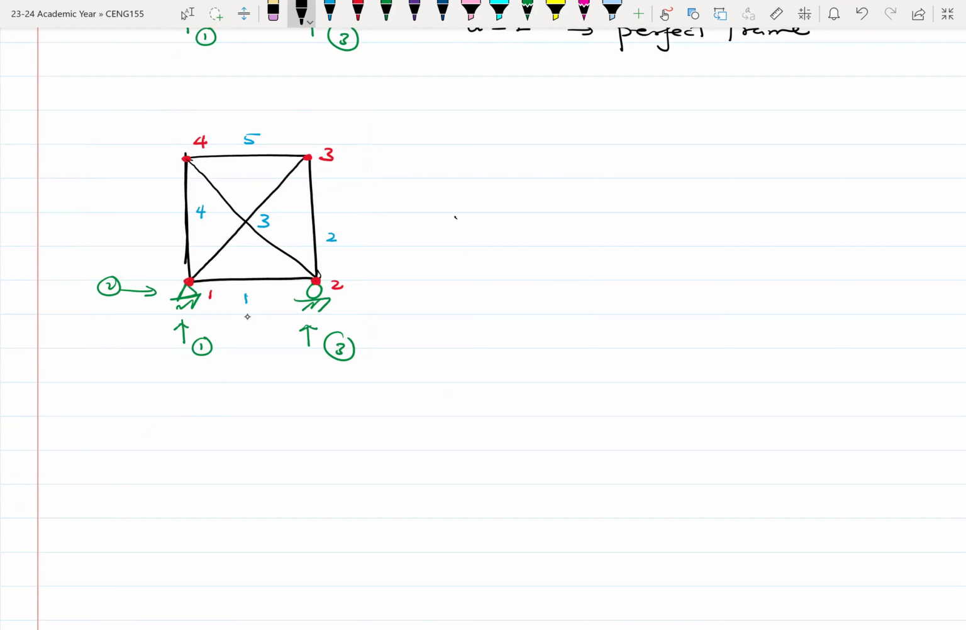Okay. So let's call this member 6. So they are not intersecting. They're just passing by one another. They're not meeting at a point. There's no joint. So there's no joint here. No joint here, right? No joint over there.